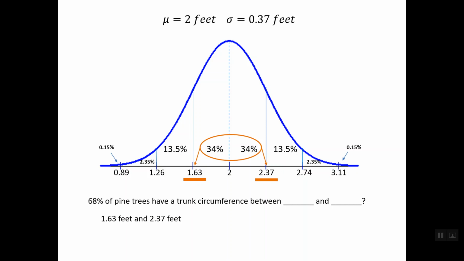I hope this helps you get your bearings and understand the empirical rule a little bit better.